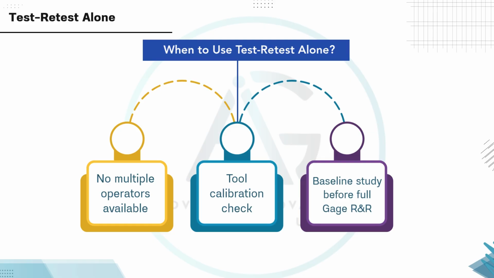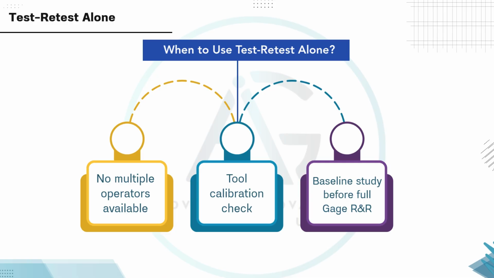This slide answers an important question. When is it appropriate to use the test-retest method on its own, without a full Gage R&R study? There are three key scenarios. 1. No multiple operators available. Sometimes in small teams or during night shifts, we may not have more than one trained operator. In such cases, we can only assess repeatability, not reproducibility, so the test-retest method becomes the best practical option.